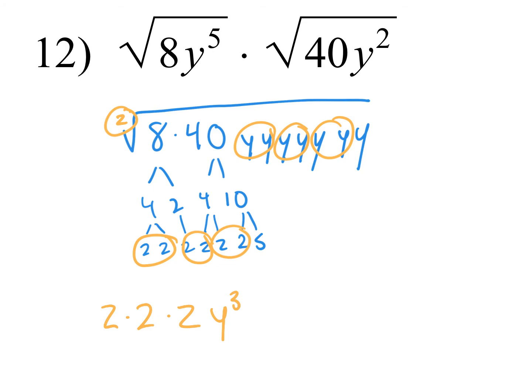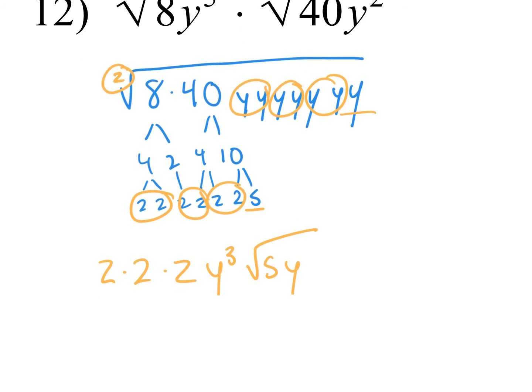Perfect. And what stays on the inside? Y. Anything that doesn't get circled stays on the inside. So this would be the square root of 5y. So remember, if you circle it, it goes on the outside. If you don't circle it, it stays on the inside. What do I do if more than one number comes to the outside? Multiply. So it's 2 times 2 times 2, 8. So this would be 8y cubed square root 5y.